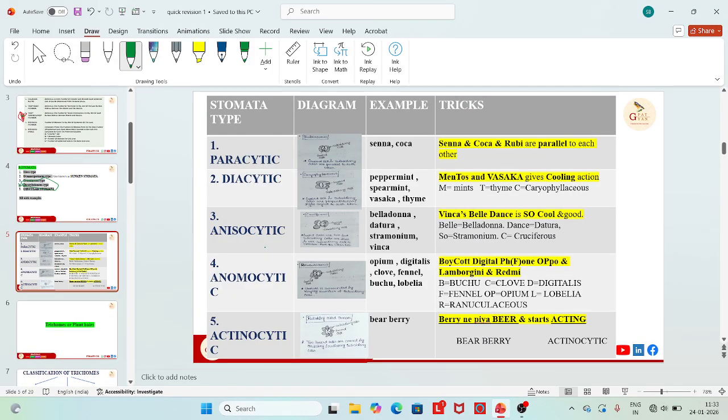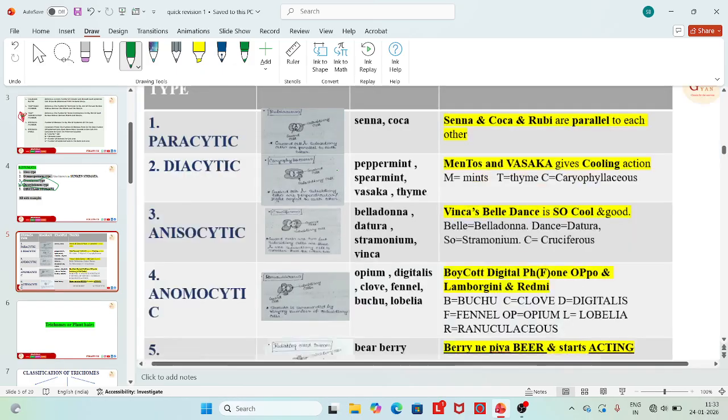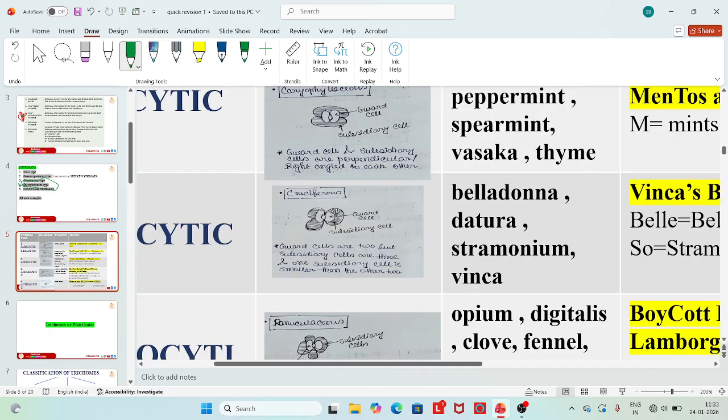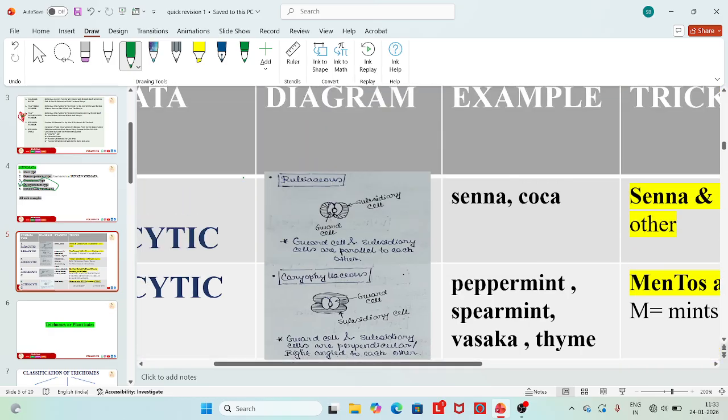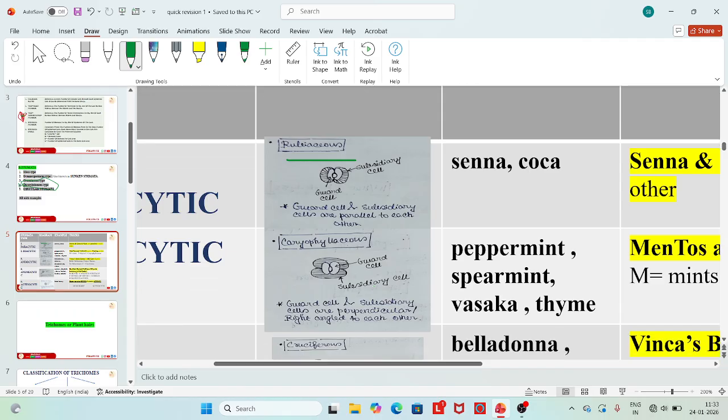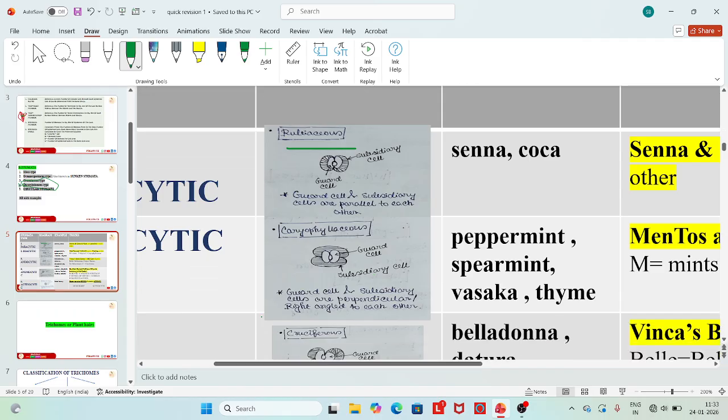So these are the dicotyledonous types of stomata. See from the pictures what they look like. In the paracytic or rubiaceous type, the guard cells and subsidiary cells are parallel to each other. In the diacytic type, the guard cell and the subsidiary cell are at right angles to each other.